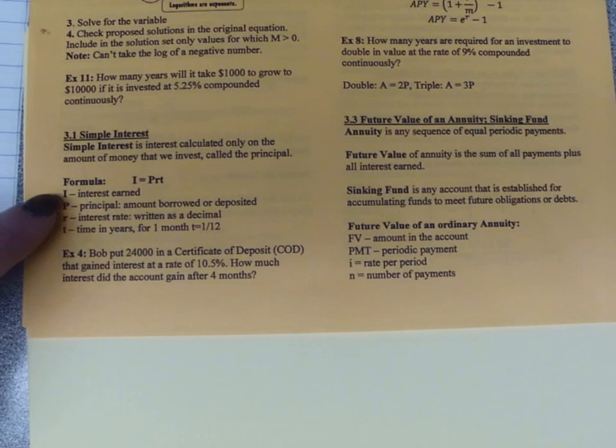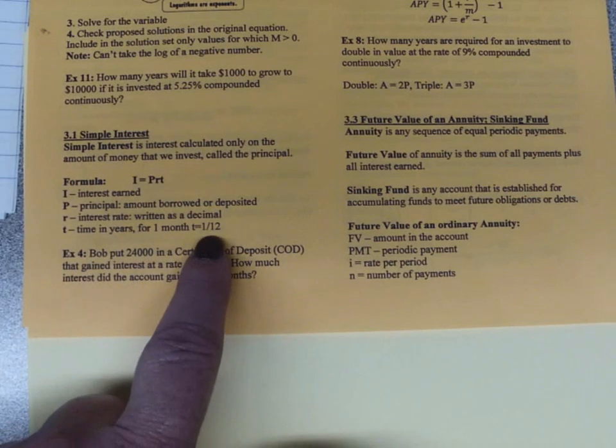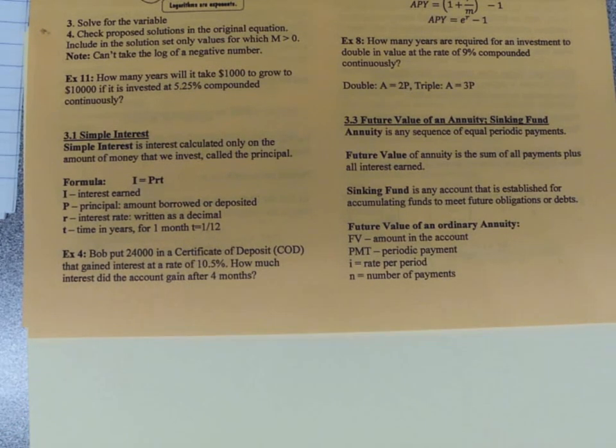I is the interest earned, P is your principal, which is again your amount borrowed or deposited. R is the interest rate, always written as a decimal. T is time in years. If you're looking for 1 month, you're going to do 1 month out of 12, so T equals 1 over 12.